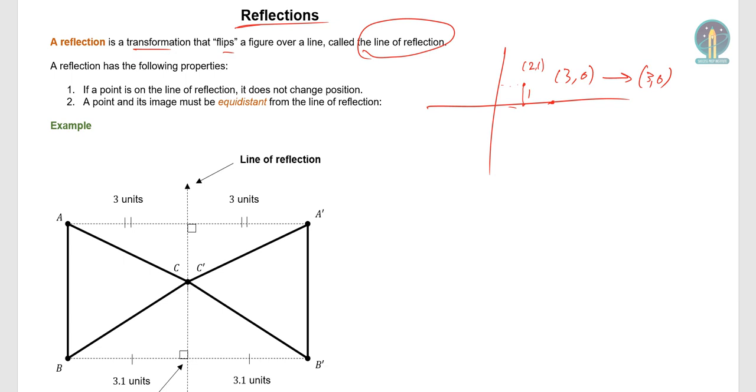So to reflect it, we need a point that is also the same distance from the x-axis, right? So its y-coordinate is going to be -1, but the x-coordinate is still going to be the same. So the reflection in this case will be (2, -1). Okay?